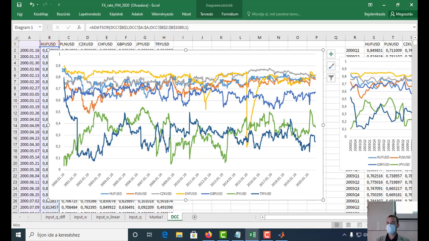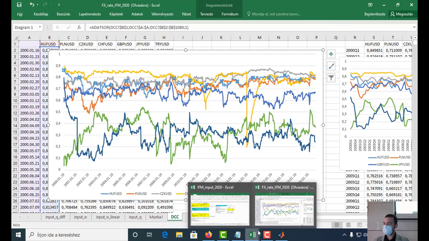So actually we could say that it's highly unlikely to have depreciation against the euro and depreciation against the Czech koruna, because come on, these currencies are walking hand in hand together. So if the Hungarian forint starts to depreciate against one of them, then it will depreciate against the other as well. So that's why it's unlikely to have this.